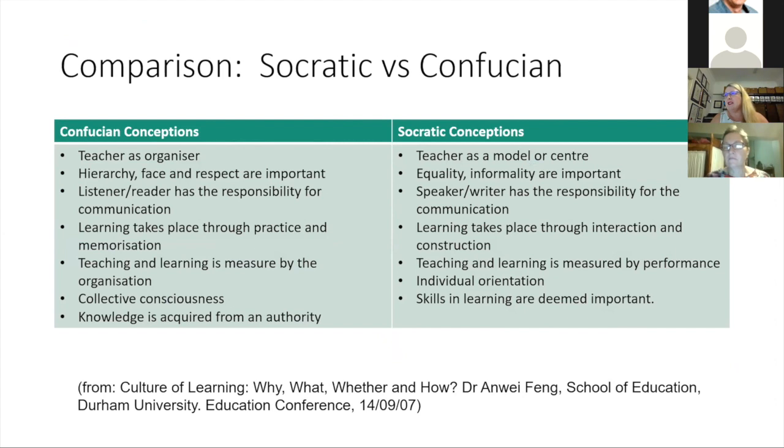So on the other hand, the Socratic method of learning, we have the teacher as the model or the centre, but it's more like a community of practice. So the teaching is more informal. There is more equality between the teacher and the learner. The speaker or the writer has responsibility for communication. Learning takes place through interaction, and that's a huge construct that we need to consider. The concept of problem-based learning does not exist in Confucian conceptions. So teaching and learning is measured by performance of the learner, but also of the teacher. There is a big focus on adult learning, so individually orientated learning and skills in learning are deemed important.